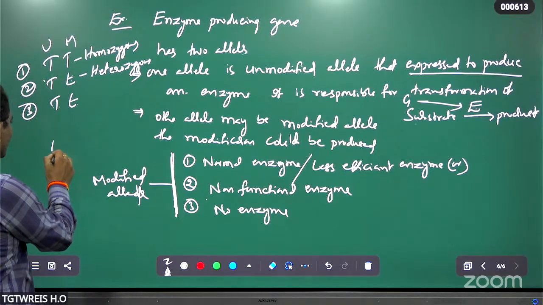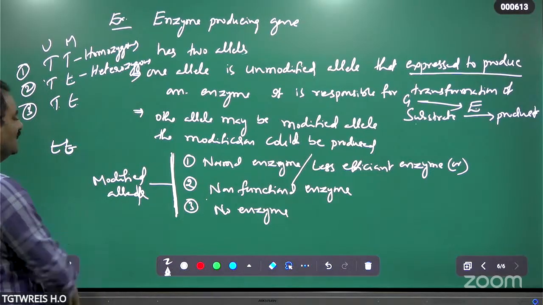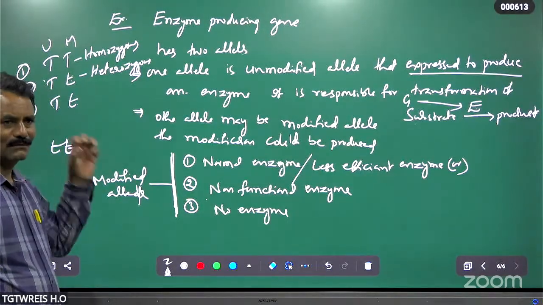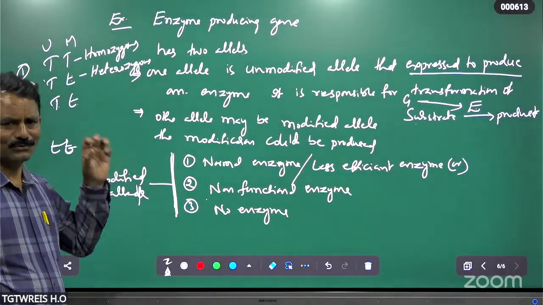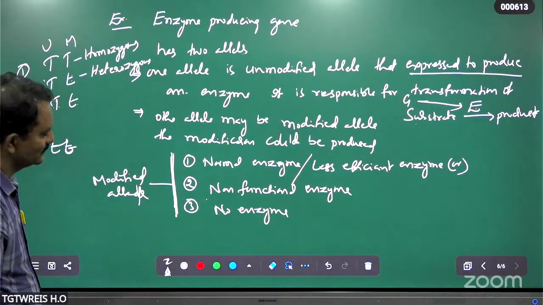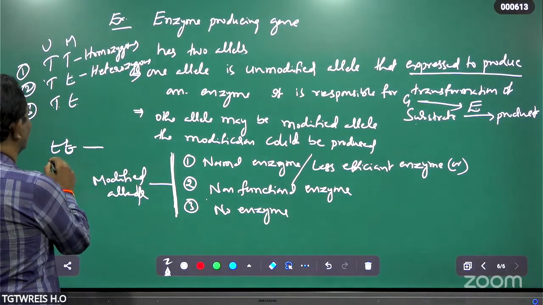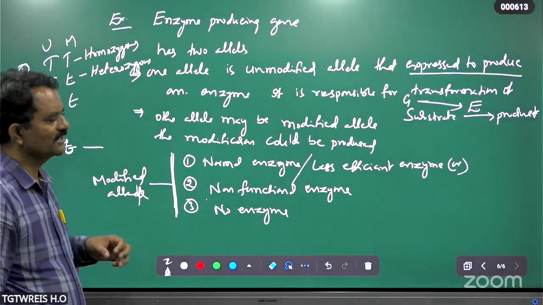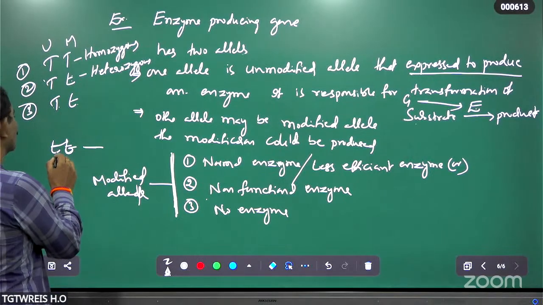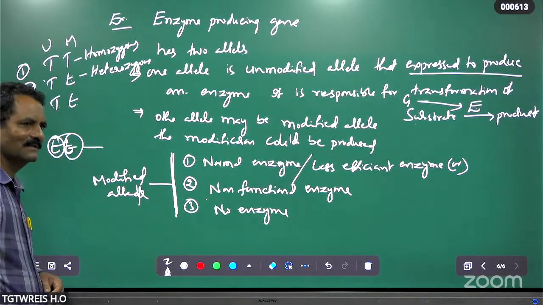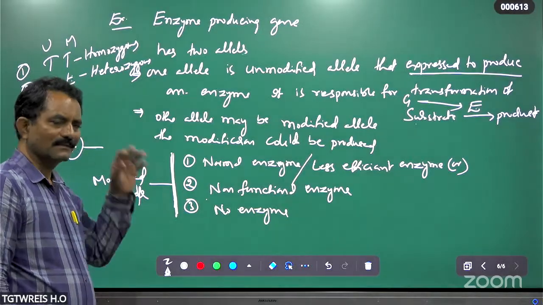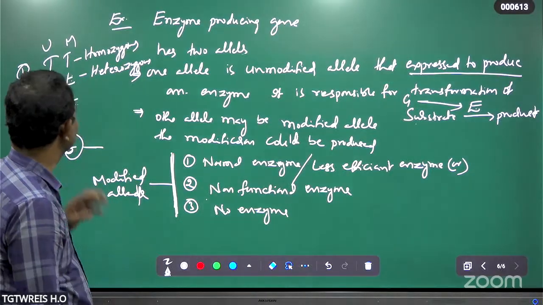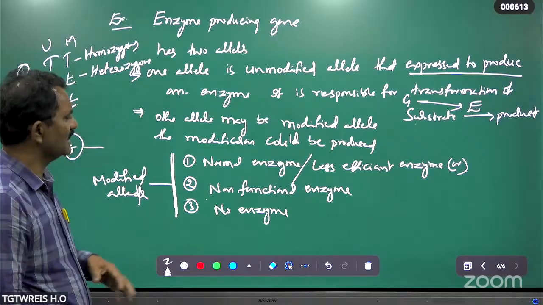What about small t, small t? In this condition both are modified alleles. They both don't express the phenotypic character. So homozygous recessive condition appears whenever the two modified alleles are present. Recessive is nothing but they don't express. Both the alleles don't express. That condition is called recessive.